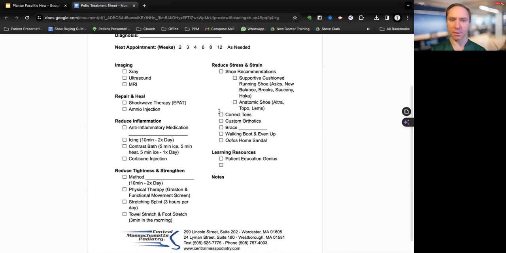And I put this in here in this checklist format because depending on what phase we're at, we're going to do different things. To repair and heal, I normally use shockwave therapy, especially if you've had it for a long time and it's not getting better. Maybe you've seen other doctors. Anti-inflammatories, I'll write in the anti-inflammatory. The most common one I use these days is called Mobic or meloxicam because it's once a day dosing, and I find that the less times you need to take something, the easier it is for people to do when I tell them. Icing, contrast baths, cortisone injections, those are all ways of reducing inflammation as well.